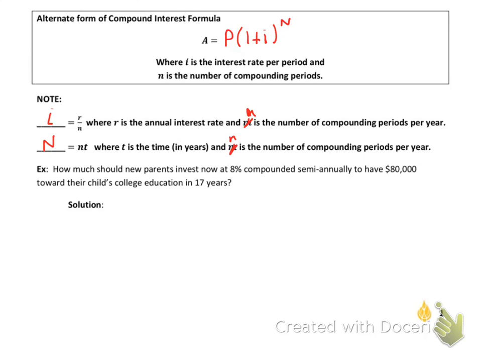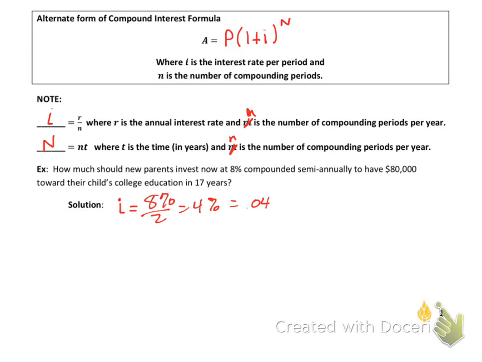How much should new parents invest now, for example, in an 8% compounded semi-annually account to have $80,000 towards their child's college education in 17 years? Well, we start by looking at the interest rate. Since it's compounded semi-annually, you take the 8% interest rate and divide it by 2, since it happens twice a year, which gives us 4%, or as we plug into the formula, 0.04.